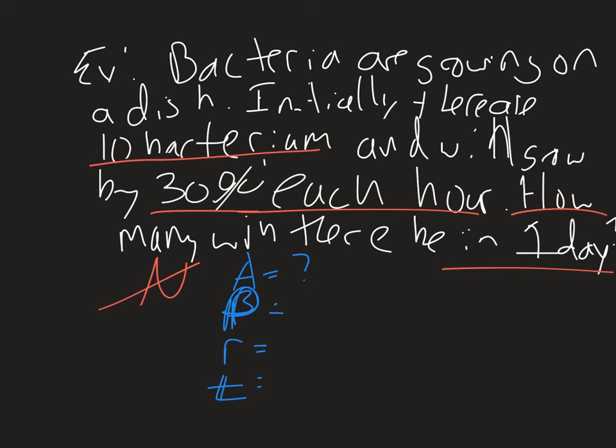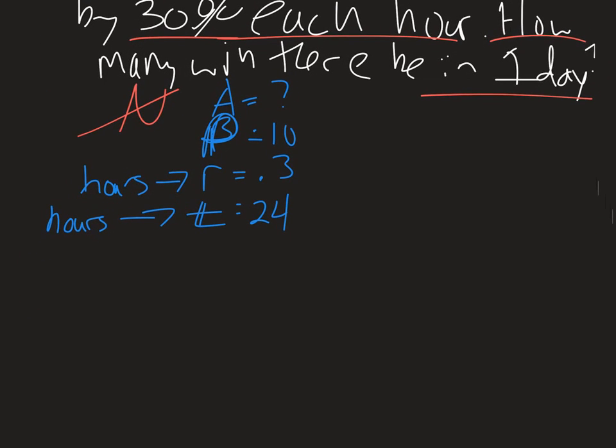All right, that one's pretty easy. Initially, we start with 10 bacterium. Okay, we know the growth rate is 30%, which is 0.3, and 1 day. Now, we have to be careful. This growth rate is based in hours, so that means I also need T to depend on hours. So instead of 1 day, I'm going to write 24 hours, which is also 1 day. So we just have to be very careful that our units are consistent with our rate. So this is a case where T may not be years. Now, usually we talk about it in money because we talk about growth in terms of years usually.